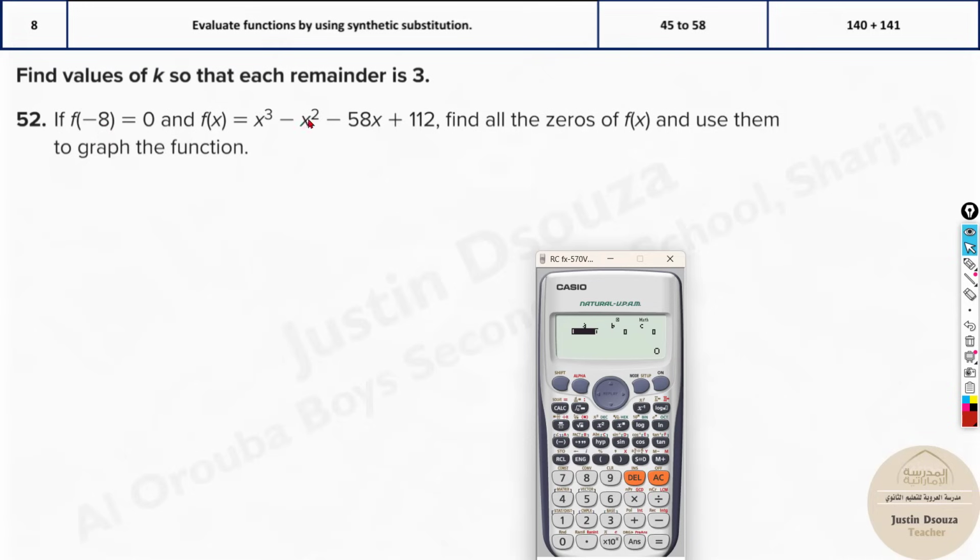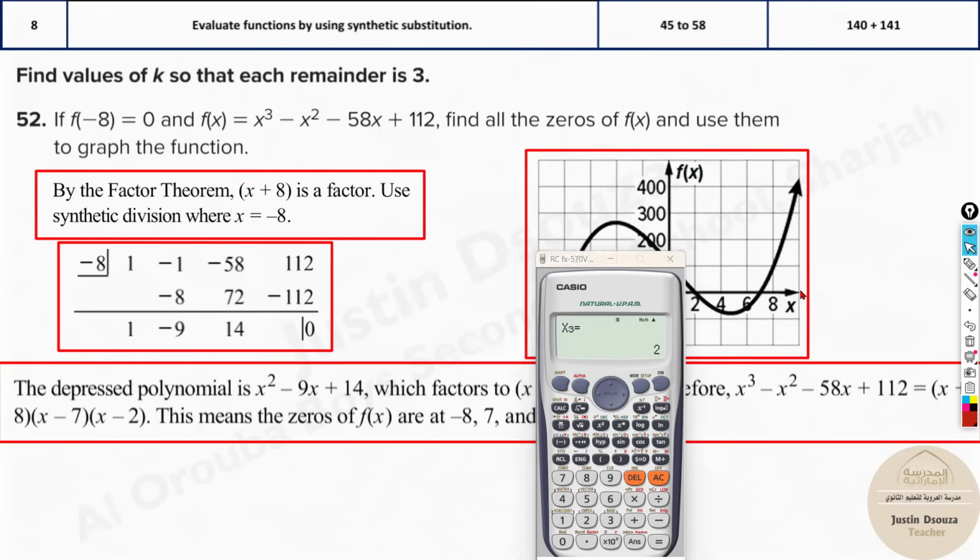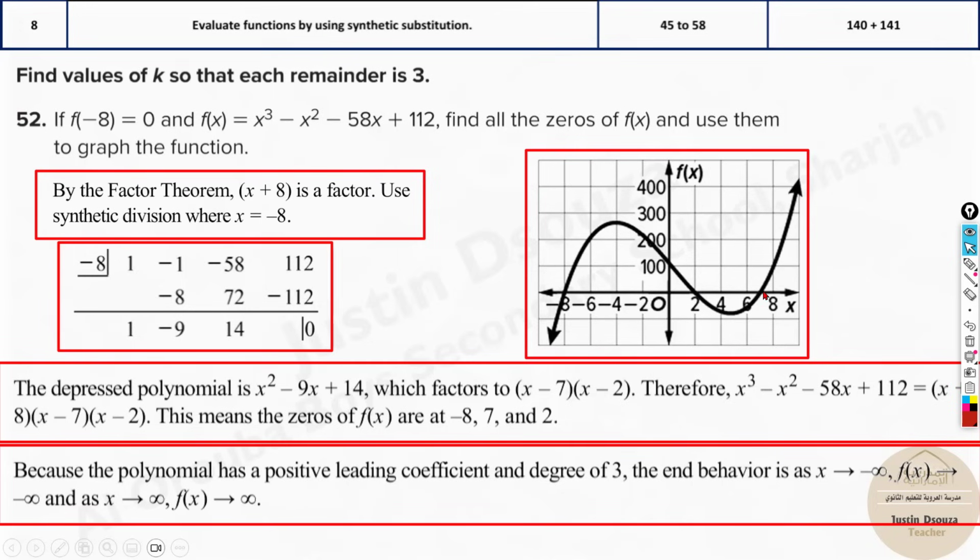Why they have told this is, if you're doing synthetic division, use minus 8 and solve it up. But if you're using this, just take the equation. Now it's 1 over here, then it's minus 1, minus 58, and 112. Solve it. What is the answer? Yes, 1 is a solution. And what are the other solutions? 7 is a solution and 2 is a solution. Now you can graph it. See, this is the function graph. Minus 8, 2, 7. Those were the answers.